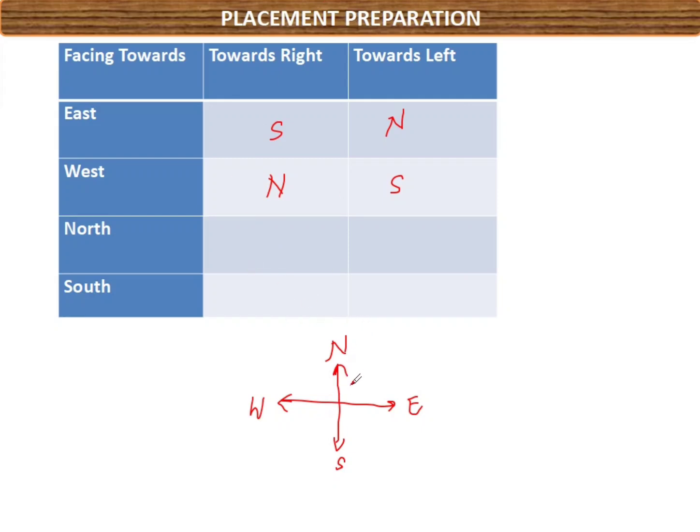Similarly, assume you are facing towards north. Now towards your right side, which direction is there? East direction. And towards your left side, the direction present is west. Similarly, assume you are facing towards south, which is exactly opposite of north. If you face towards south, the direction to your right side is west. The direction to your left side is east.